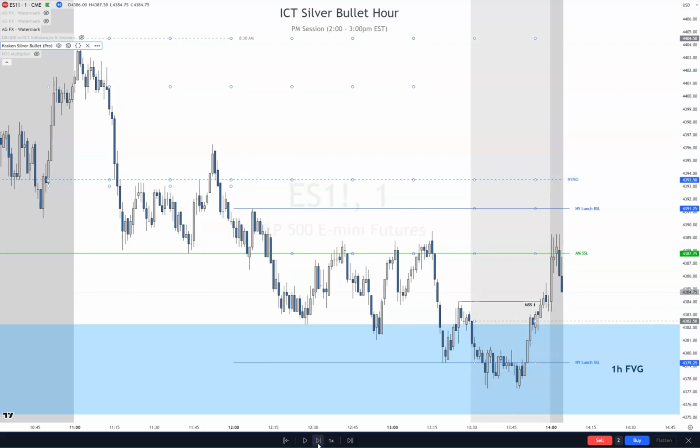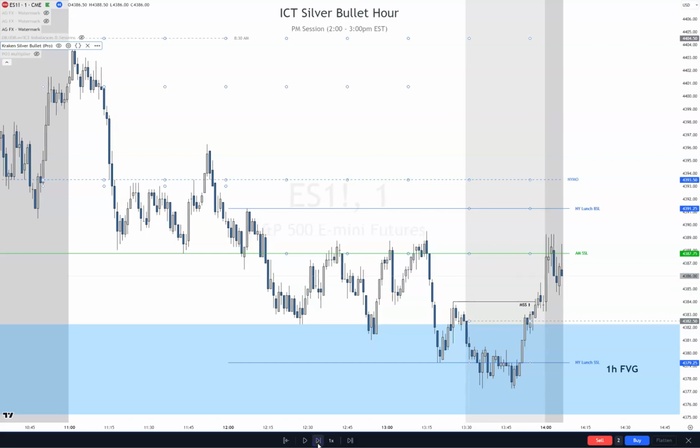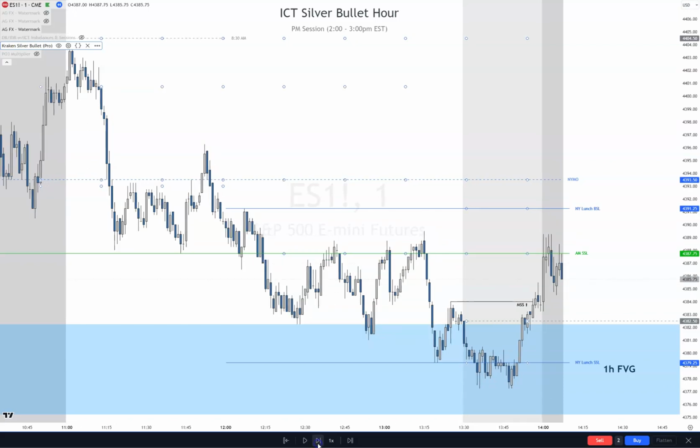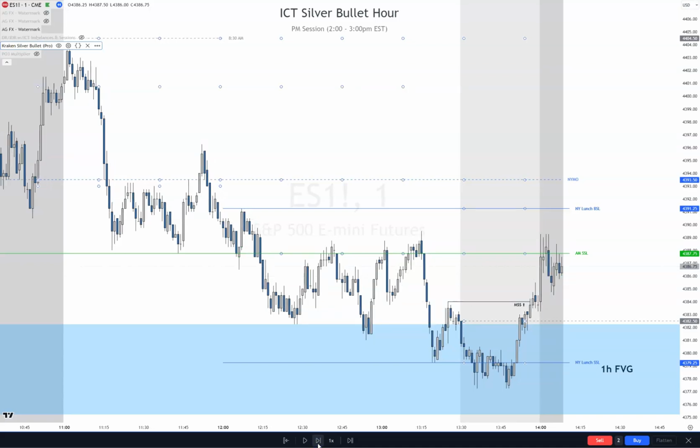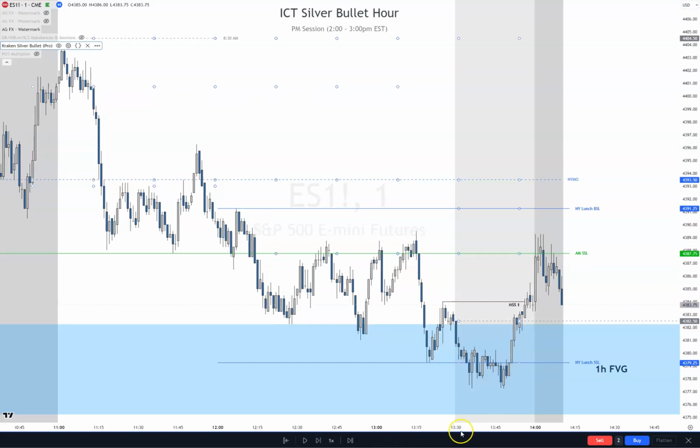So where would be our run on stops? Because usually we want to see a run on stops. We're getting really close to New York lunch, so I'd like to see a little bit lower before I enter here. That'd be a good spot right there. There we go. That would trigger us in right there. That's where I'll enter. I'll buy 2 right there.